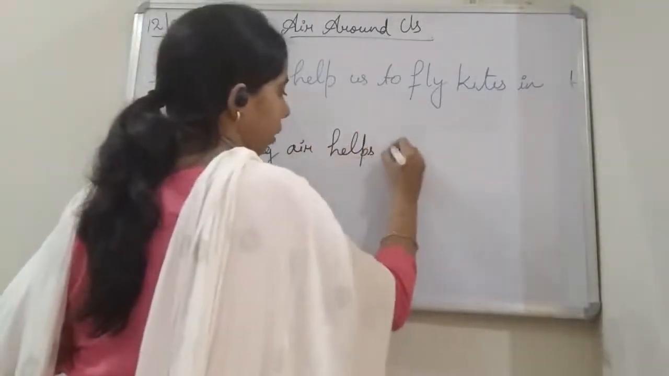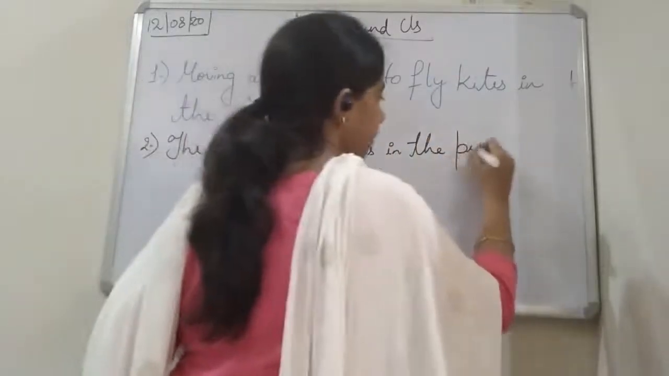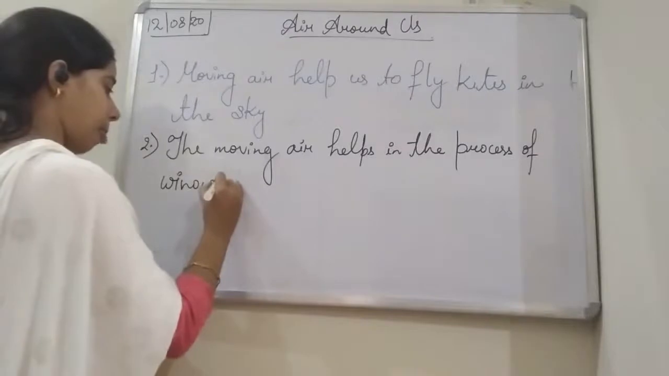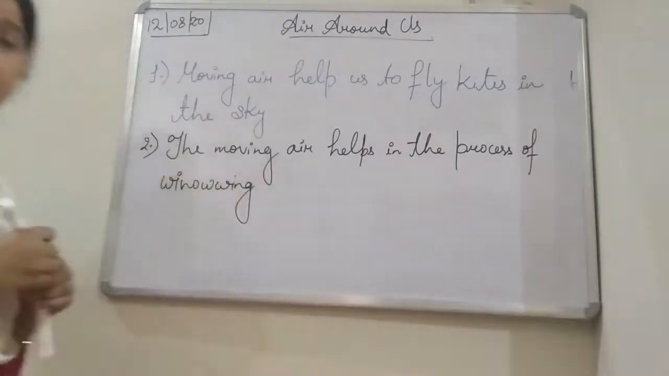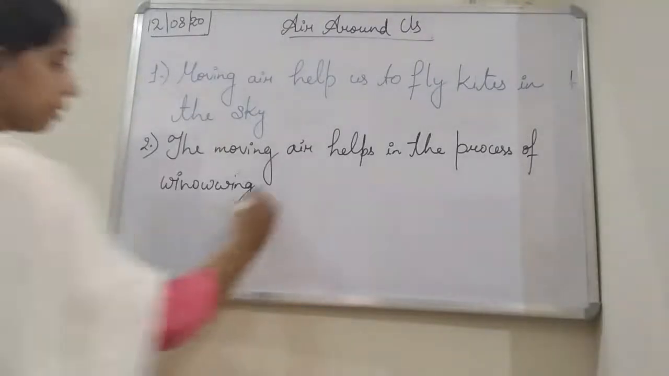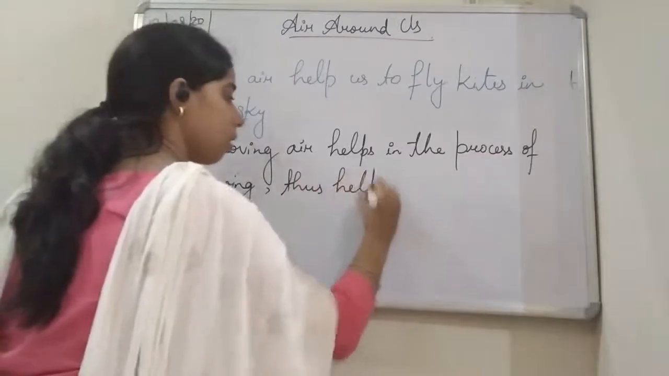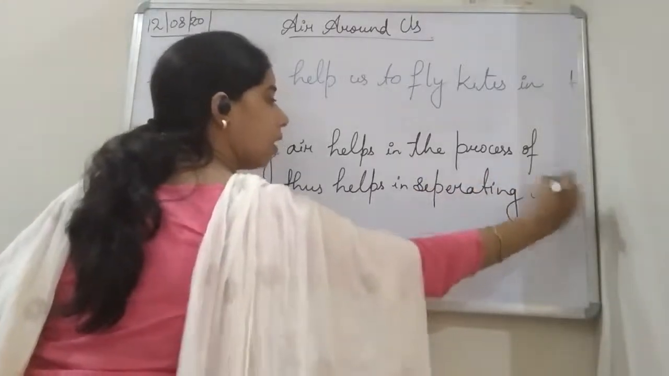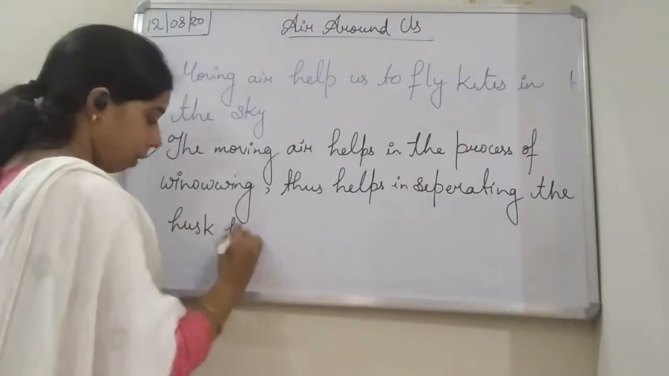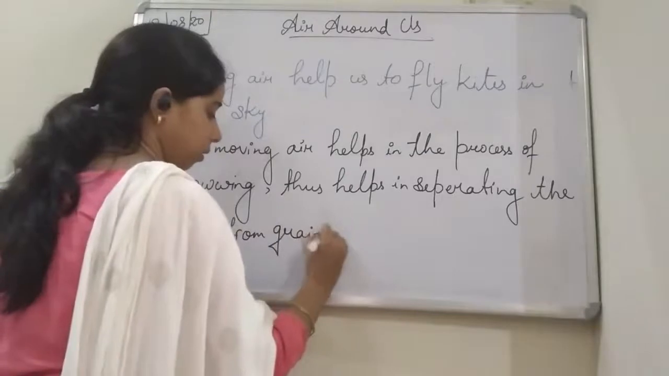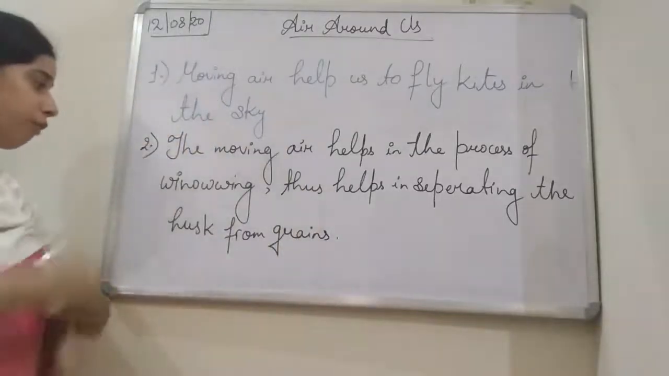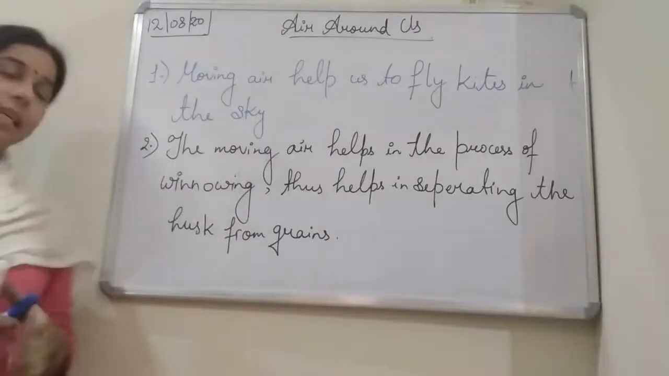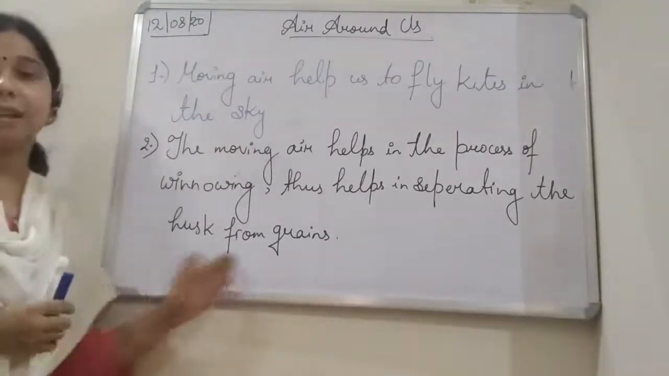helps in the process of winnowing. Okay, and thus helps in separating the husk from grains. Okay, students, so moving air helps in the process of winnowing. And we can say that because of that, it helps in separating the husk from the grain.